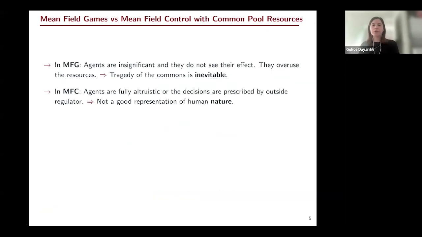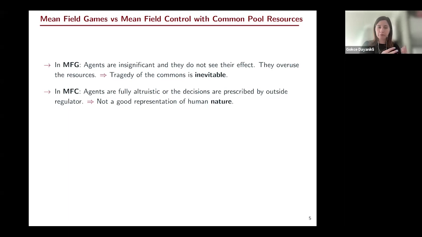So from the common pool resource modeling point of view, why don't we just use mean field games or mean field control? If we look at it, mean field game is the case where the agents are insignificant and they do not see their effect on the system at all. So if we use mean field games, they are going to overuse the resources. So in these models, tragedy of the commons will be inevitable.